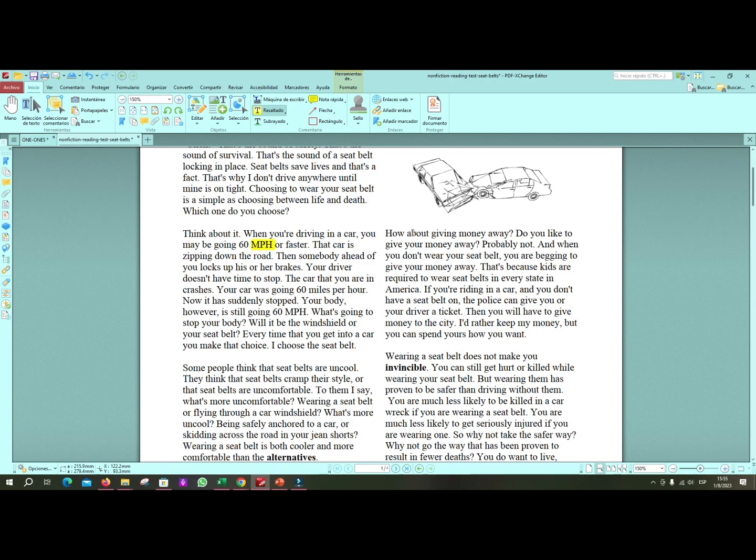Your car was going 60 miles per hour. Now it has suddenly stopped. Your body, however, is still going 60 mph, or miles per hour. What's going to stop your body? Will it be the windshield or your seatbelt? Every time that you get into a car, you make that choice. I choose the seatbelt.